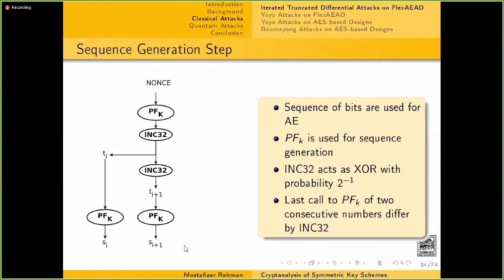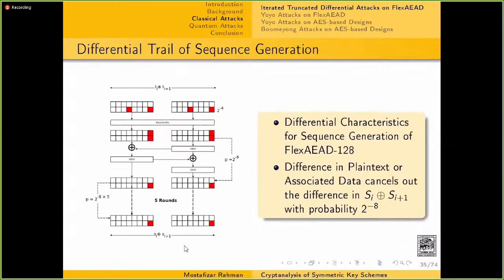So if you are considering subsequent TIs, what is the difference between them? The difference between them is only the inc32 operation, and the inc32 operation acts as an XOR with probability 2 to the minus 1. Now we exploit that to do the forgery attack. So we considered such a TI XOR TI plus 1, and we can guess such a TI plus 1 with probability 2 to the minus 4.